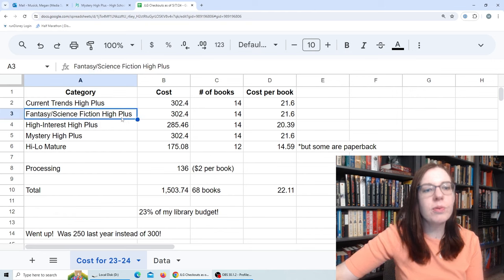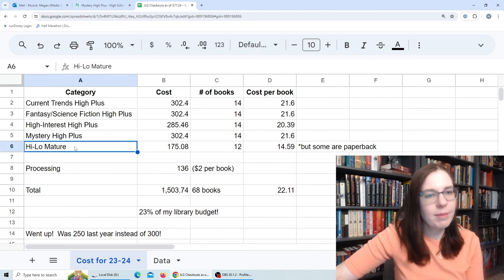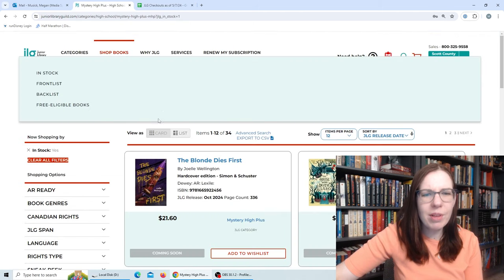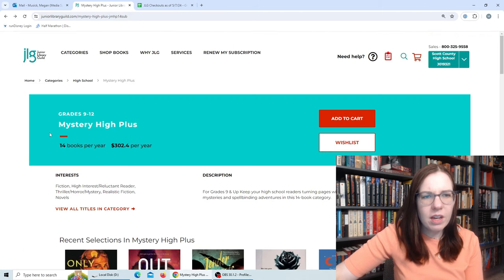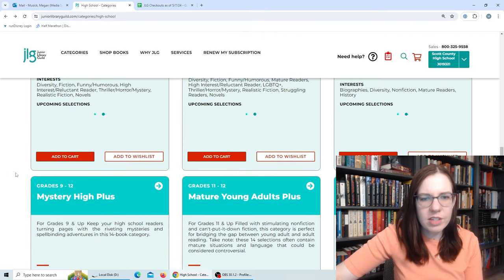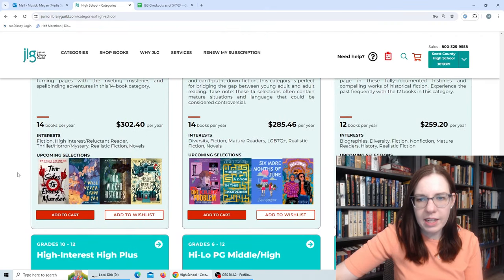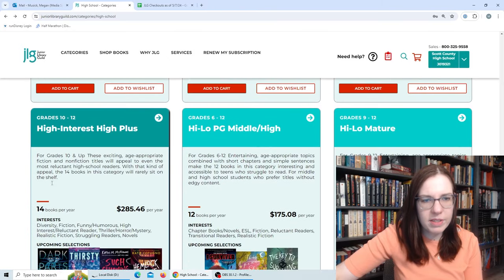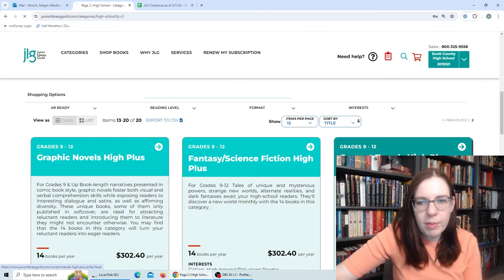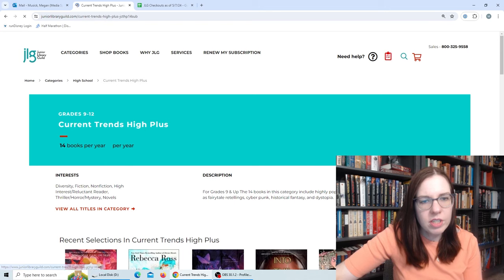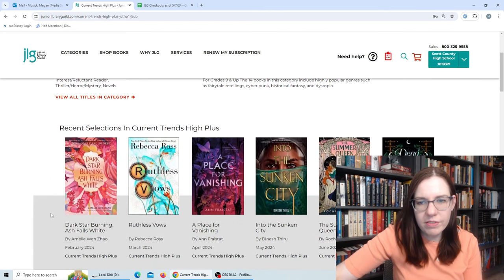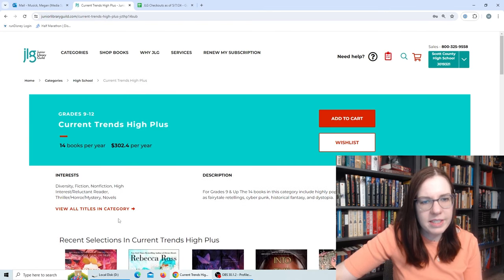We know for sure we're not going to keep the fantasy. I'm not going to keep the high low because some of them are paperback. So the high trends, high plus, was that a good one? Let's just check that really quickly and then I think we will be done. The sports high, like I said, is not quite the sports books I want. Here it is, current trends high plus. There's also the graphic novels, but I can just see what they are and order them myself because sometimes they're in paperback too. Recent selections.